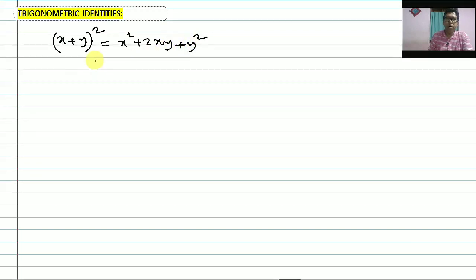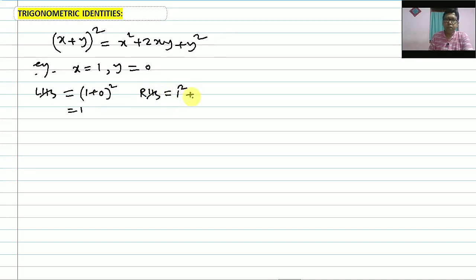You may take any value of x and y. For example, we take x equal to 1 and y equal to 0. So on LHS you will find 1 plus 0 and its square means 1, and RHS will be 1 square plus 2 into 1 into 0 plus 0 square. So again you are getting 1. So the results are the same, 1 and 1. Since LHS and RHS are equal, the values of x and y satisfy this identity. Also you may take any other value, whatever you want to put.